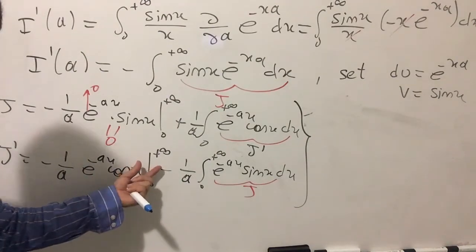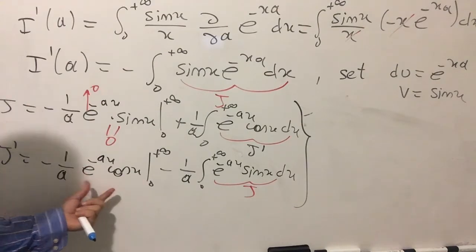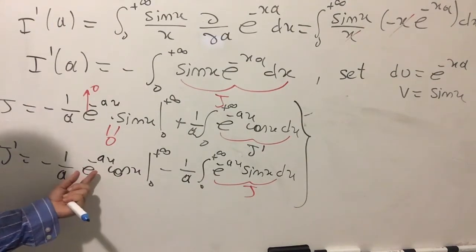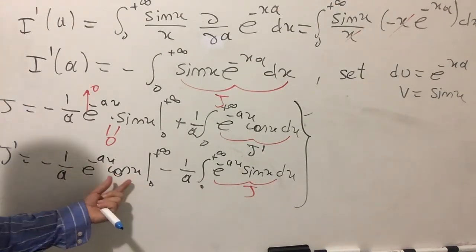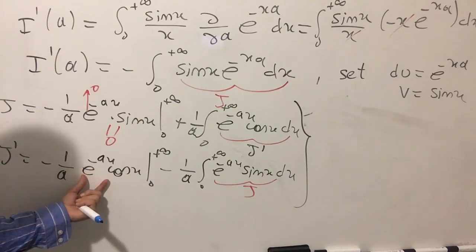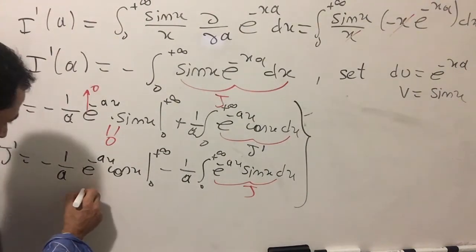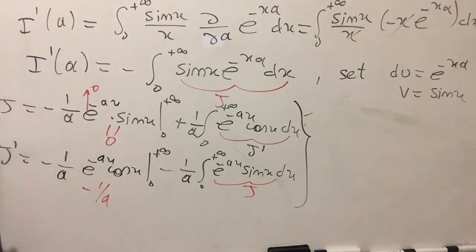If you plug plus infinity into x here, it gives you 0 because a is positive. If you plug 0 into x, it gives you 1. If you plug 0 into cosine, it gives you 1. 1 multiplied by 1 is equal to 1, with minus 1 over a. This term is equal to minus 1 over a.